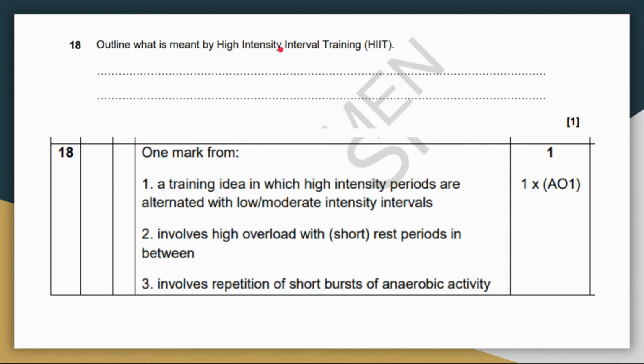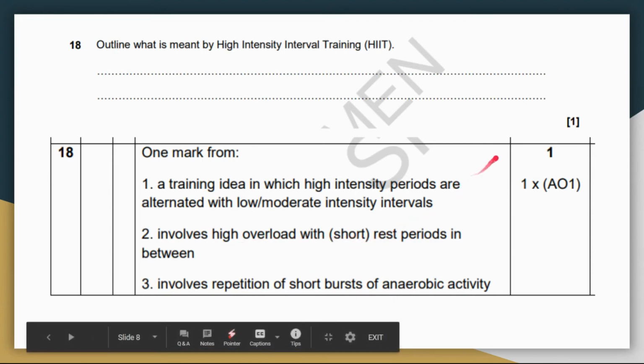Outline what is meant by high intensity interval training or HIIT training. So this is a 1-mark question. The most obvious answer is it's a training idea in which high intensity periods are alternated with low or moderate intensity intervals. So high intensity periods followed by low intensity intervals, basically. You could have said, though, for a mark, it involves high overload with short rest periods, or it involves repetition of short bursts of anaerobic activity.